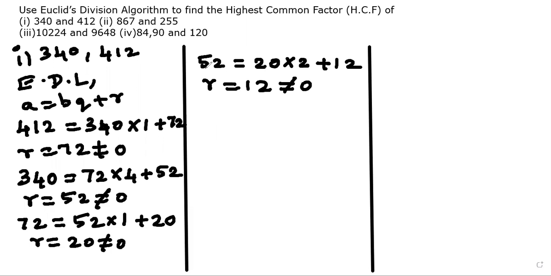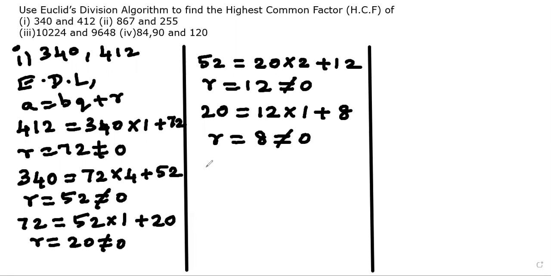So leave this 52 and take the 20 along with this 12. Which is the highest one? 20 is the highest one. So 12 ones are 12 plus 8 gives you 20. Now what is the R? R is 8. Is this equal to 0? No, it is not equal to 0.